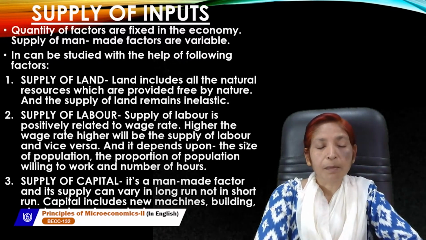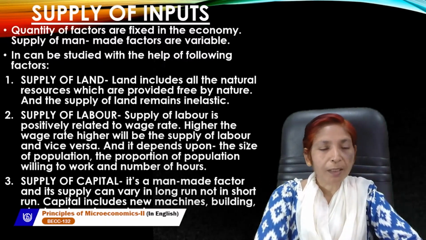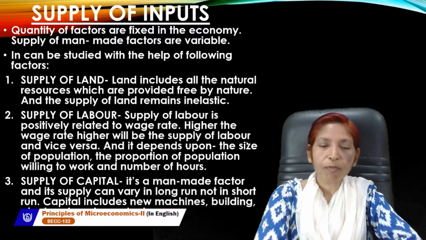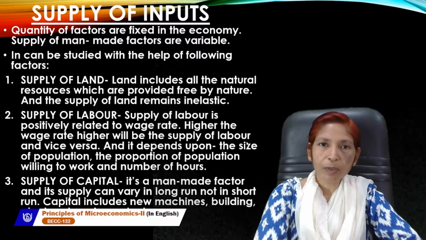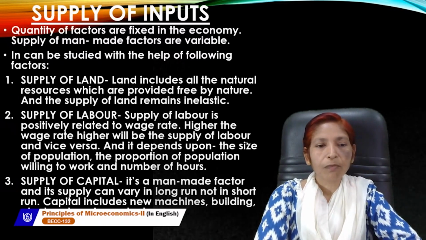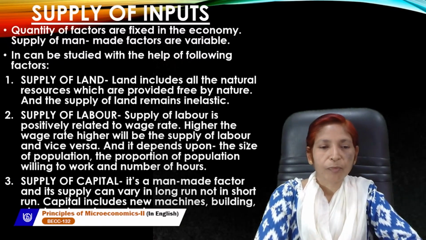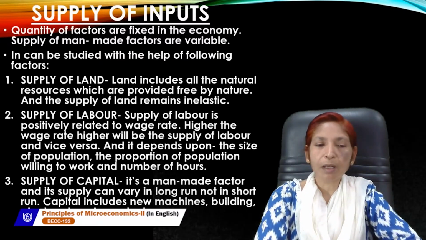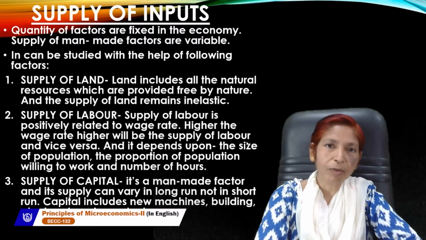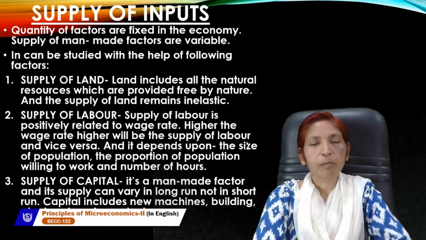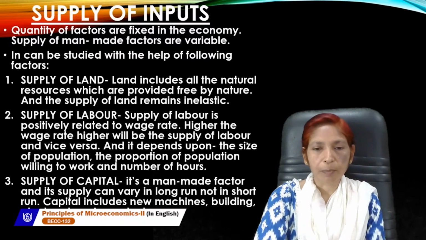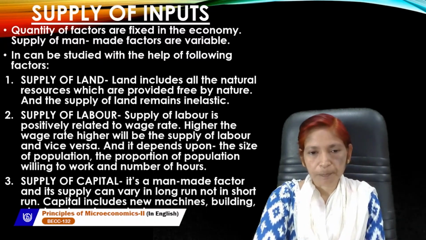Second is supply of labor. What type of supply of labor exists in our economy? Supply of labor is always positively related with wage rate. If the wage rate increases, then supply of labor will also increase. If the wage rate decreases, supply of labor decreases. It means the higher the wage rate, the higher the supply of labor, and vice versa.